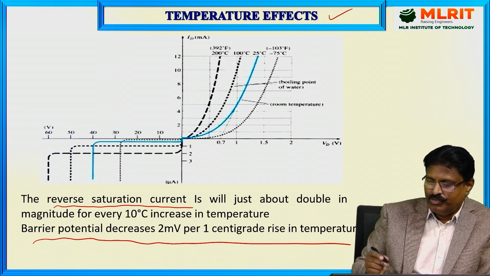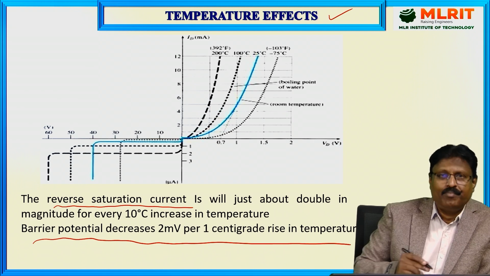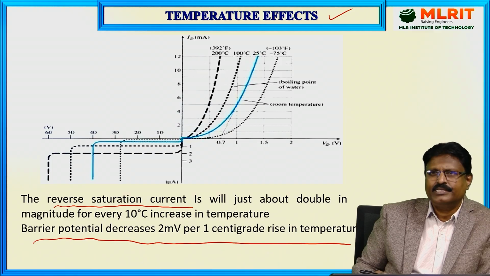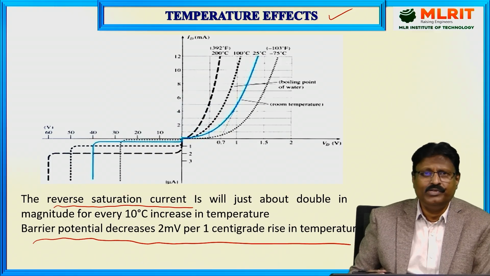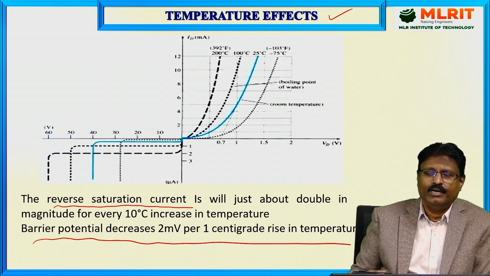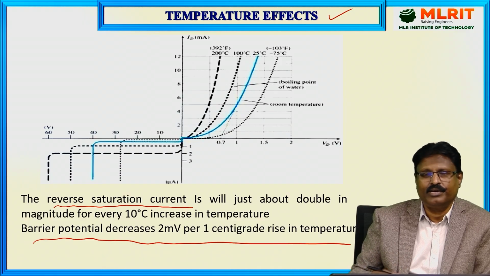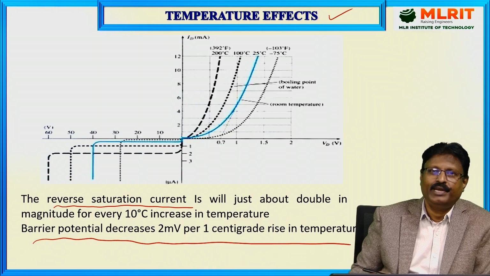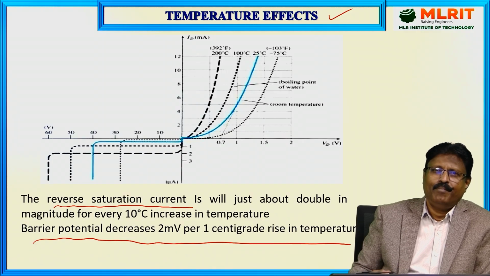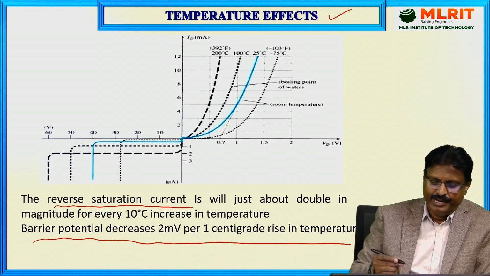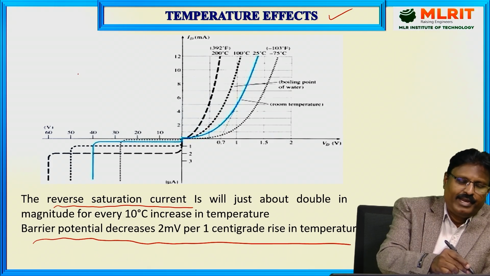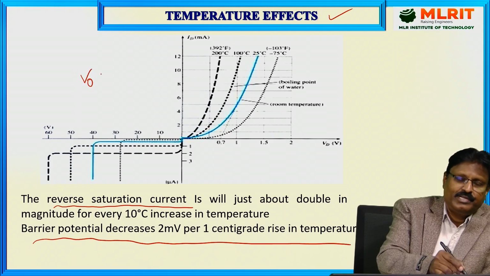So you know about the barrier potential. Under zero bias, due to the diffusion mechanism, the carriers will move from higher concentration to lower concentration, thereby a depletion layer will be created inside the device at the junction, by which a barrier potential will be created. Already I said about the value of barrier potential, represented as V naught.